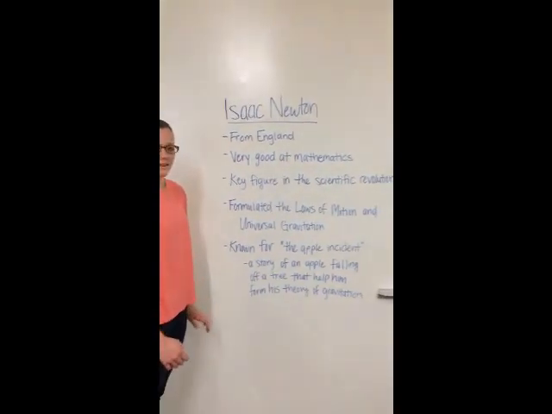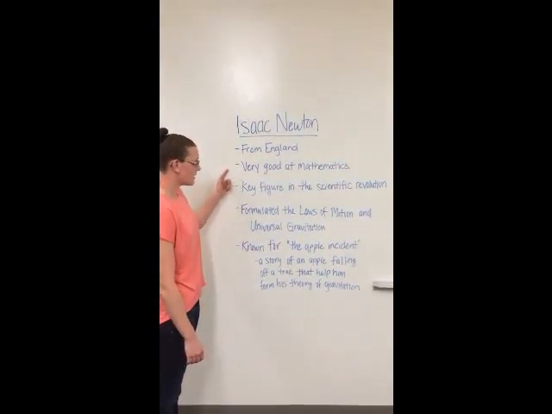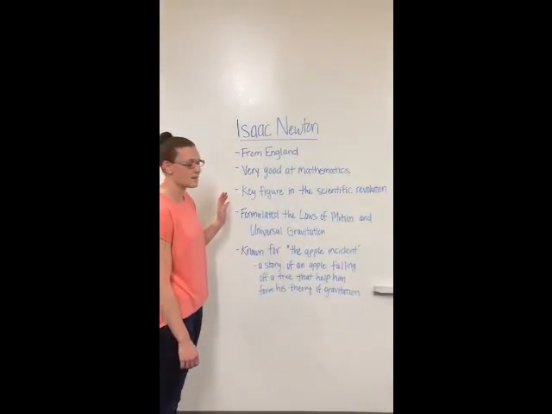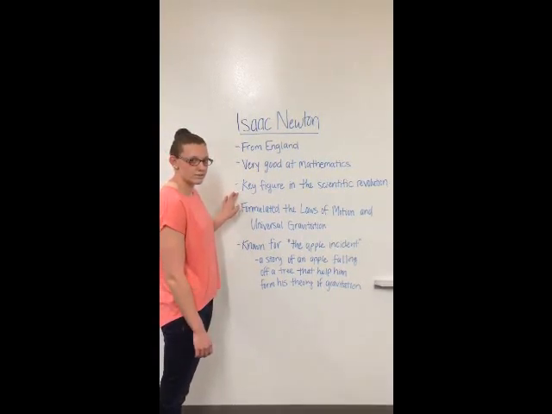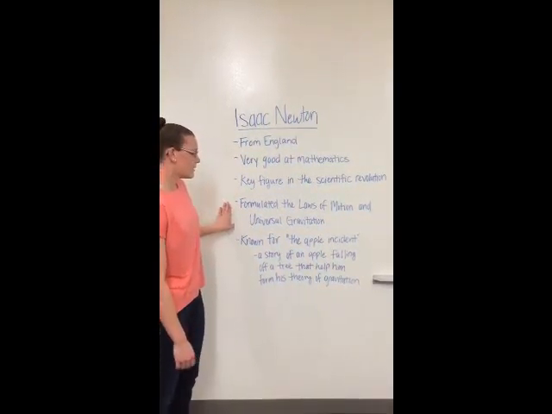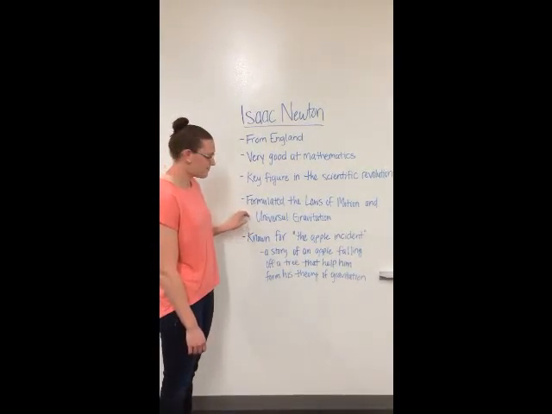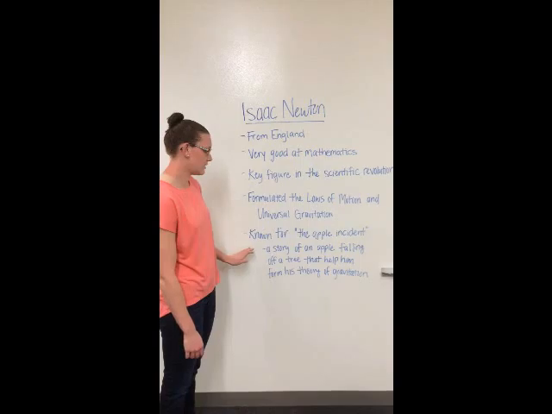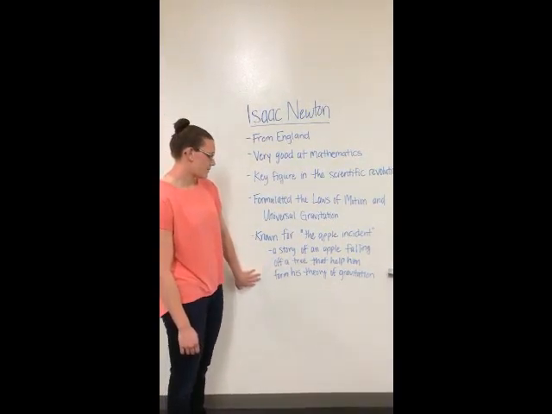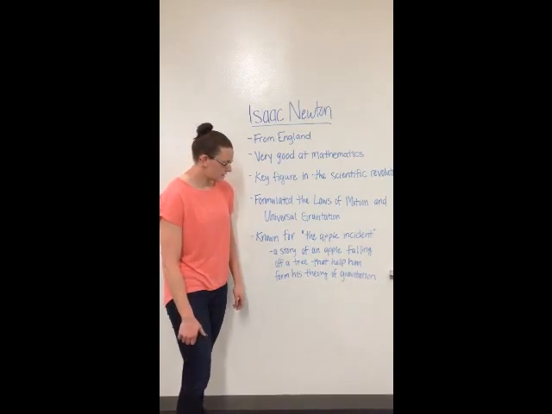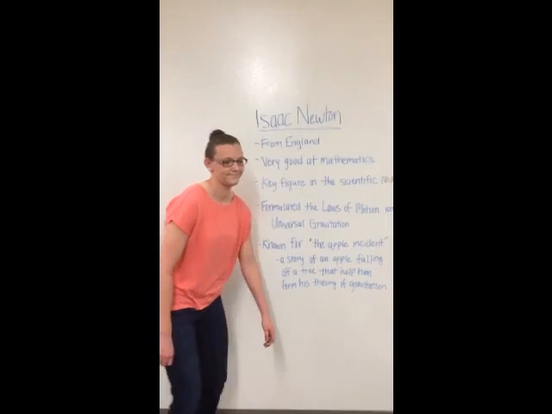Some things that we need to know, a little background about Isaac Newton: he's from England. He was very good with mathematics. He's a key figure in the scientific revolution. He formulated the laws of motion and universal gravitation. He's also really known for the apple incident, which is a story of an apple falling off a tree, and this helped him to create his theory of gravitation.